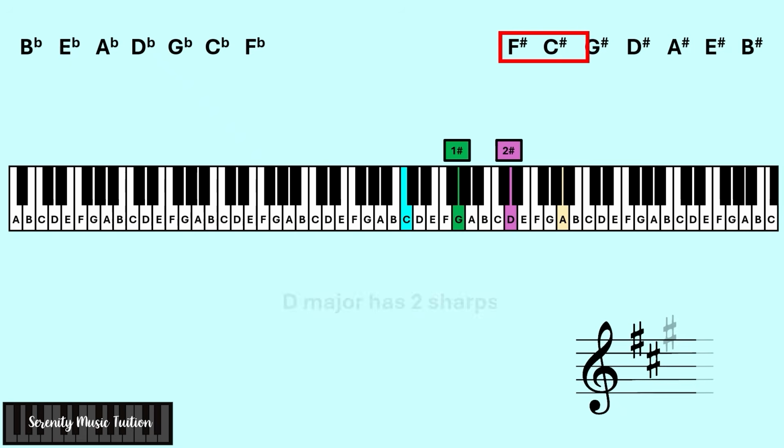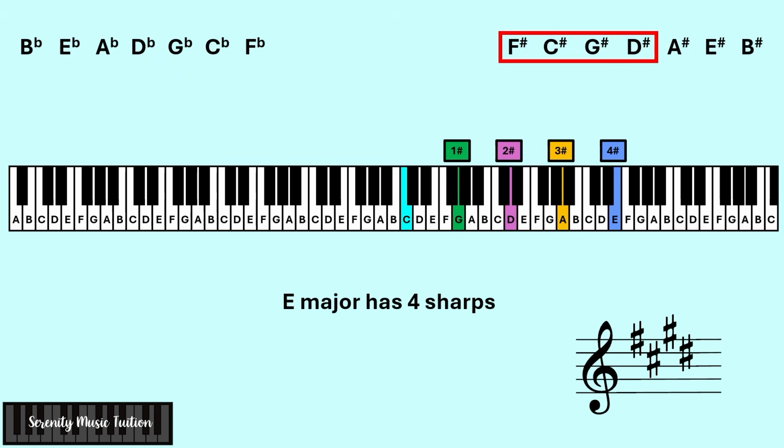We move right by another interval of a perfect fifth to reach A major, which has 3 sharps. We have F sharp and C sharp from D major with the addition of G sharp. We move right by another interval of a perfect fifth to reach E major, which has 4 sharps. It has F sharp, C sharp and G sharp from A major, and now we add D sharp.